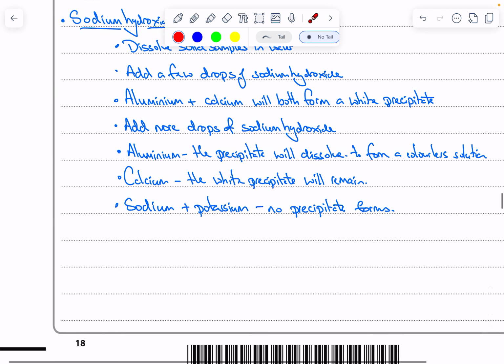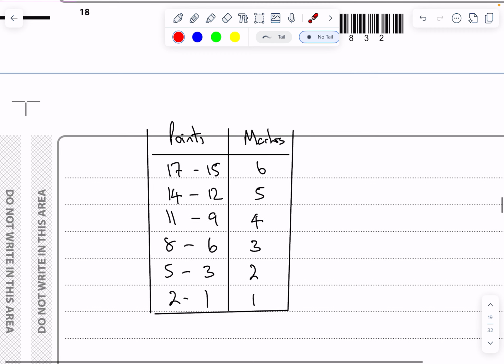I count that there are 17 bullet points in there, so I'm awarding the marks like this. If you've got over 15 bullet points, give yourself a 6, but remember, you've got to explain it logically in sentences so it makes sense to somebody else reading your work.